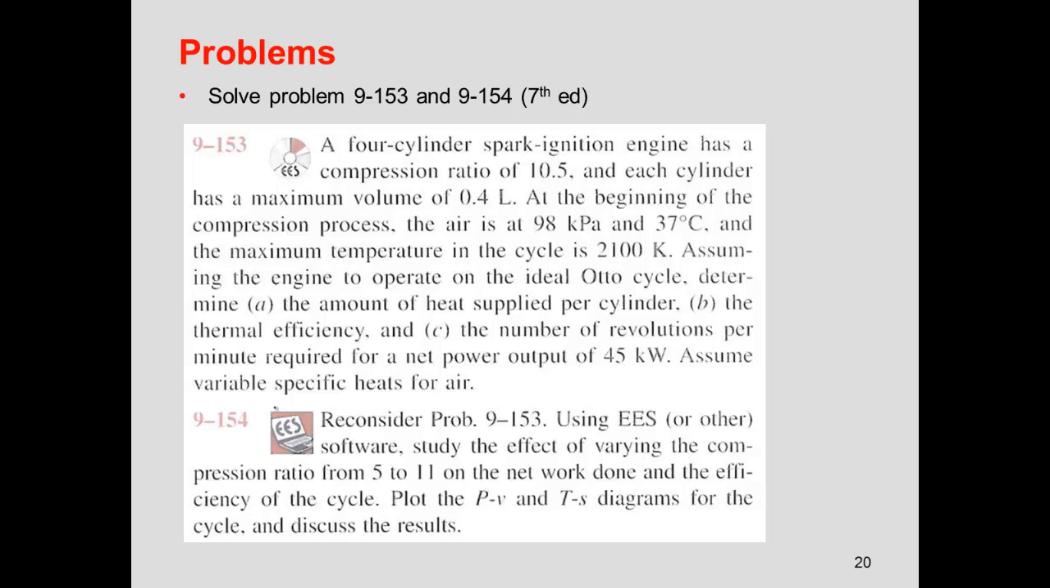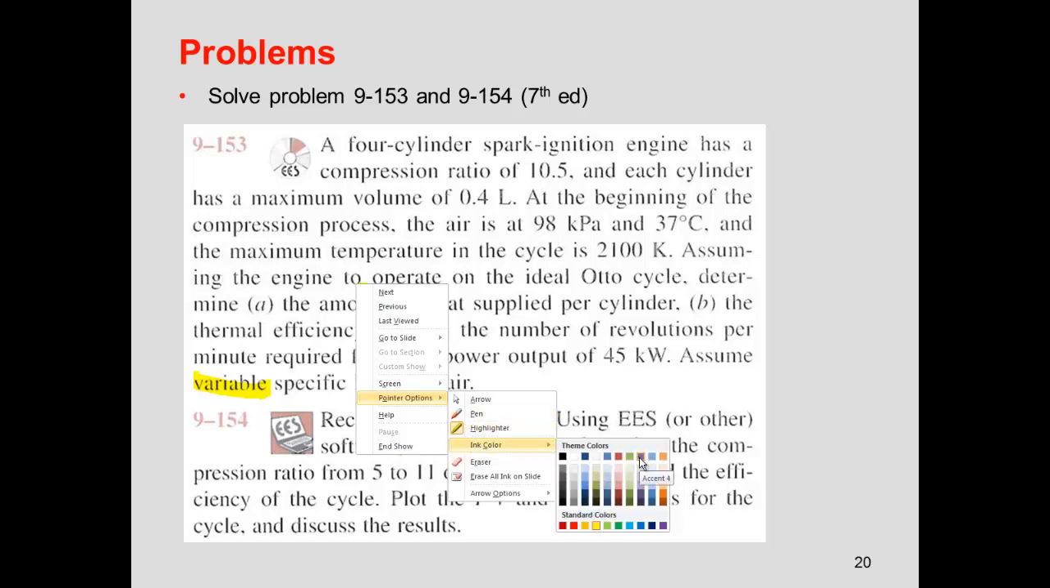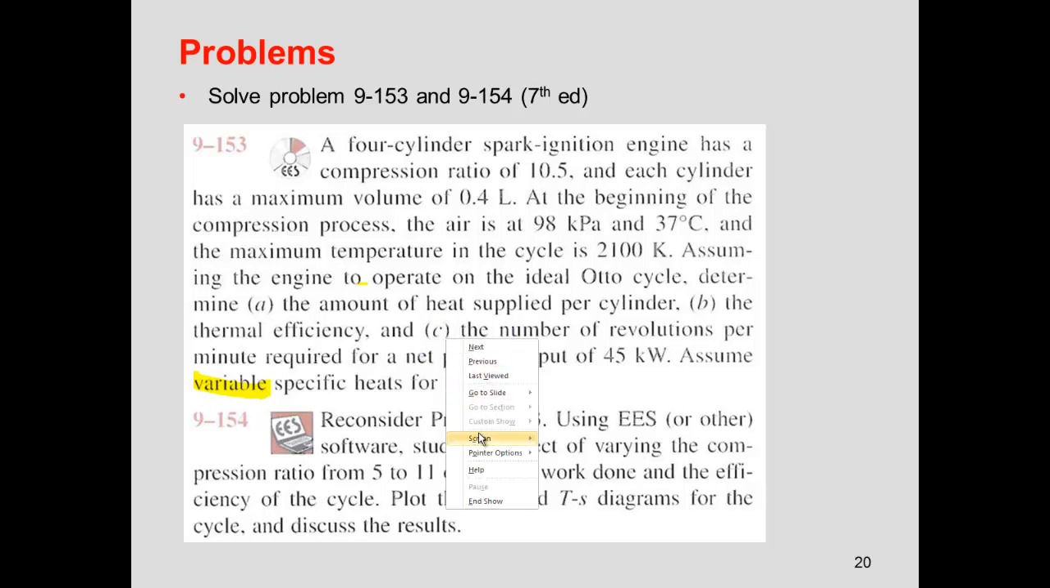Since we are going to use variable specific heats for air, that means that we will need to use our table A17. So let's just mark this. Variable specific heats is the clue. Let's change our color. This time it will be purple. So that means table A17. Okay, so this is pretty similar to the previous problem.